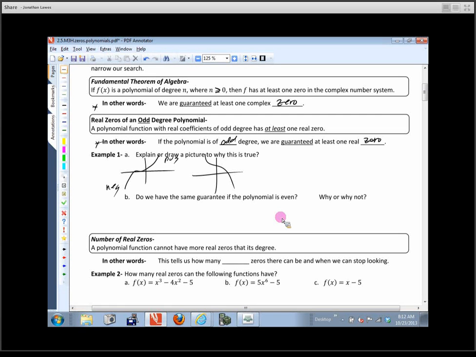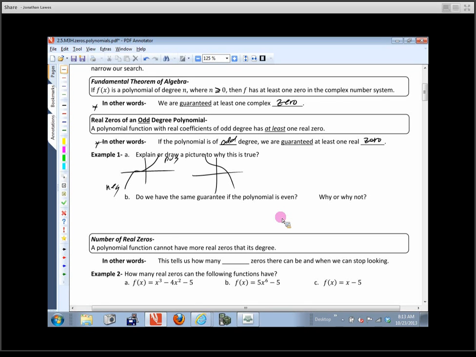Why not? Think about what Peyton said. Okay, what's unique about odd ones? They start down here and end up here, or start up here and end down here. Okay, has to cross through 0. What about even functions? Even polynomial functions, yeah.